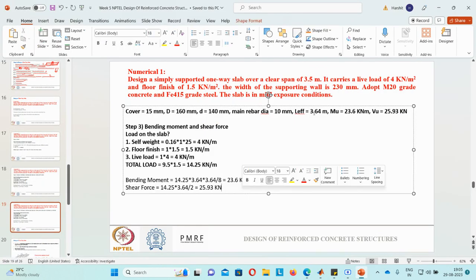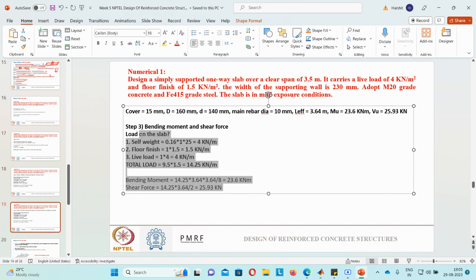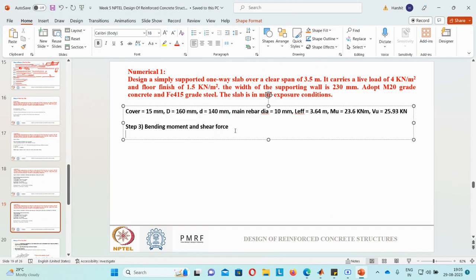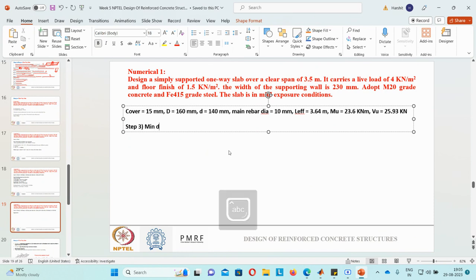Okay, so we have got our bending moment and shear force. Now, the next step is to check whether the D provided is more than the D required or not. So how will we determine the minimum depth required? By calculating using Mu limiting. So I will just directly write that formula.